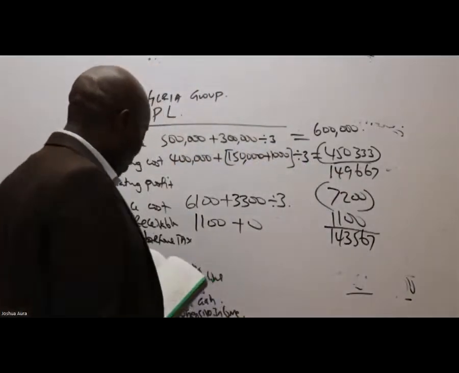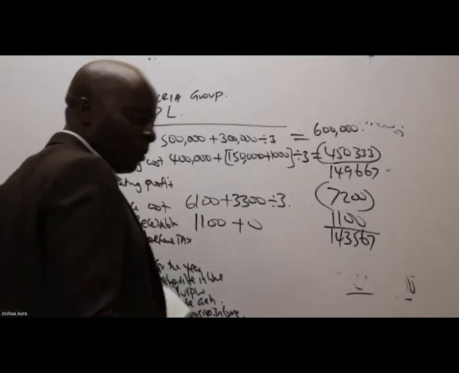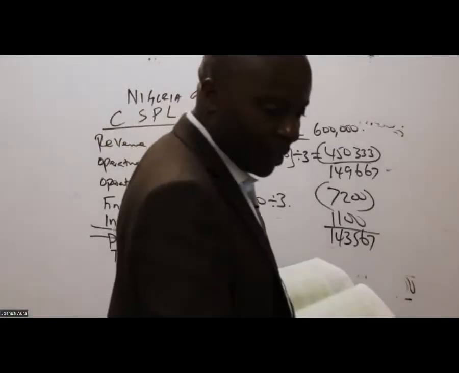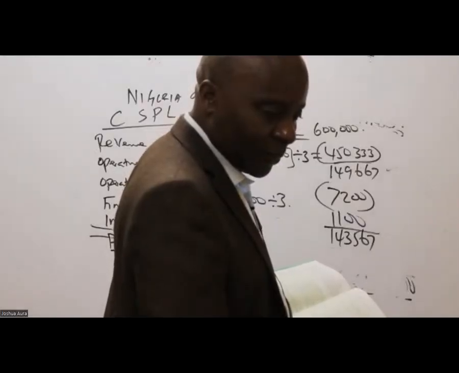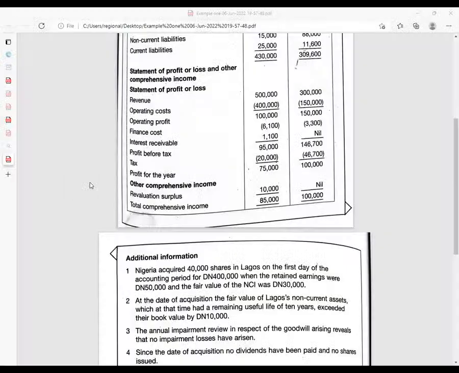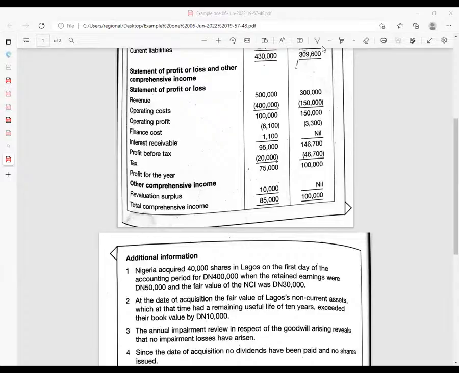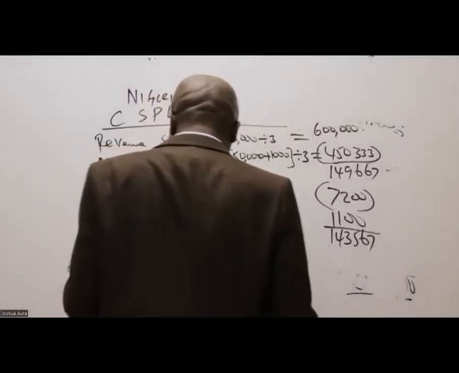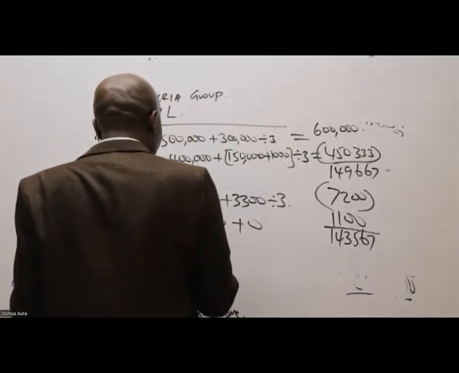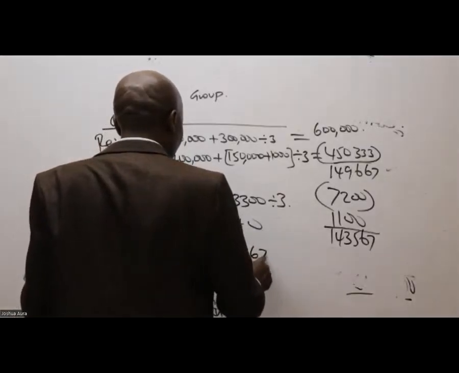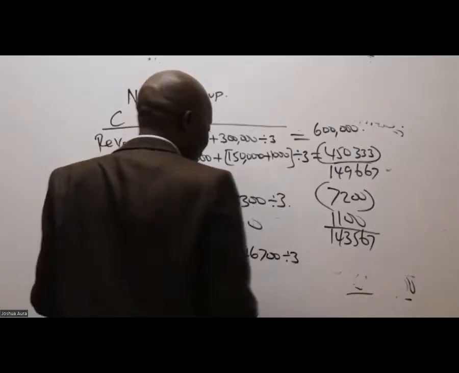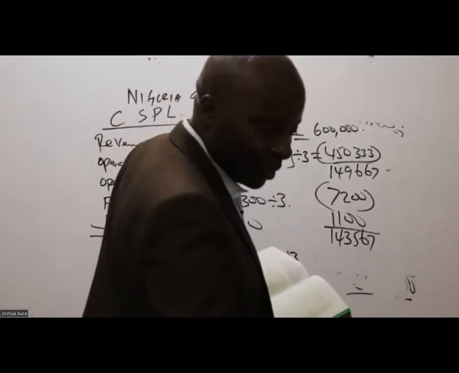The tax which I'm able to see here is 20,000 plus 46,700. 20,000 plus 46,700, divided by 3.